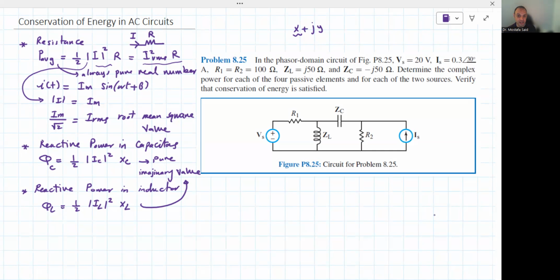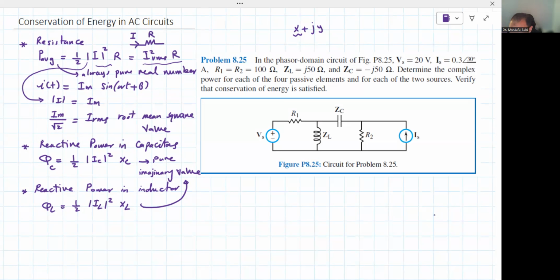So to find the powers on all these passive elements, either inductor, resistance, or capacitor, all of these are called passive elements, you have to find the current. So basically, we have to solve the circuit. Here is our circuit.